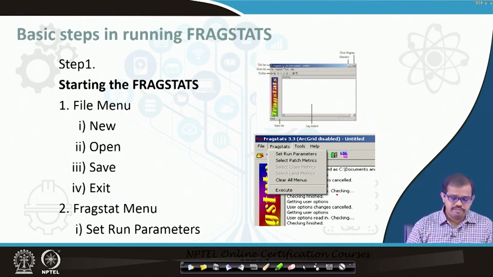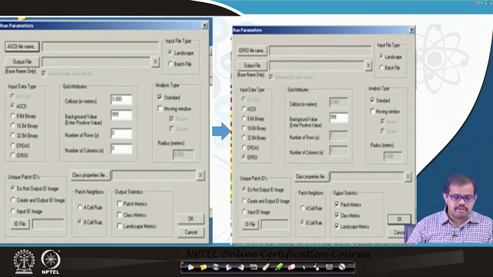The first thing is the file menu, which gives you how to open and how to create a new instance in order to run FracStat. Then you have open, save, etc. The most important part here is to set run parameters. When I say run parameters, this is how it looks. It can take an ASCII file name, it can take an Idrisi file name.